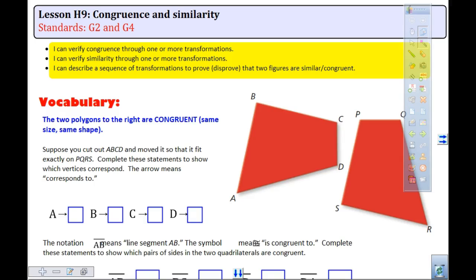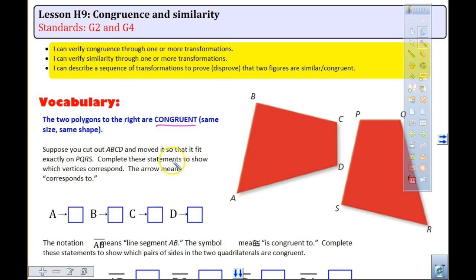The two key standards are G2 and G4. We want to verify that one congruence can get from one picture to the other. We were going to talk about similarity, and that similar figures are going to be the same shape but different sizes. So when we look at these two, we're going to be looking at congruent figures. So please underline that word congruent. Congruent means same shape, same size.